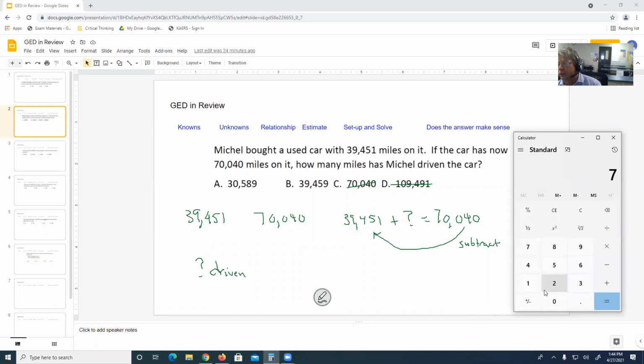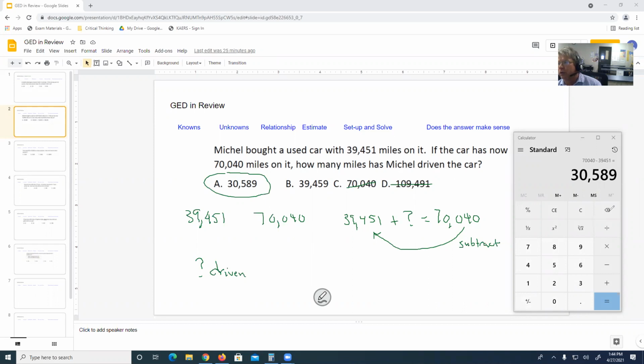So I have this 70,040. Make sure you type that in correctly. That's a tricky little number. Minus then the 39,451. If I hit enter, that gives me that 30,589. So it looks like A is going to be the best choice there in this problem. And again, that makes sense because 39,451 is where I'm at now. If I add 30,589, that should tell me how much I have in the end.